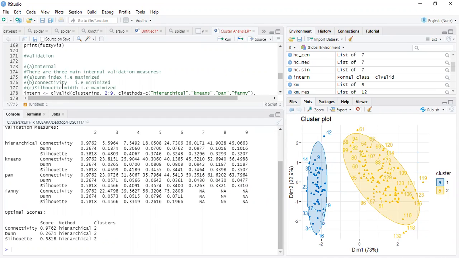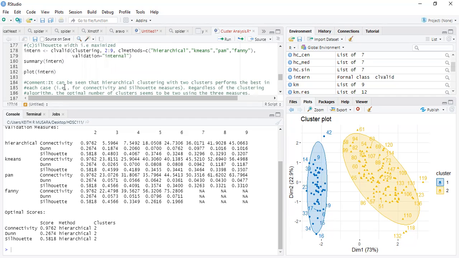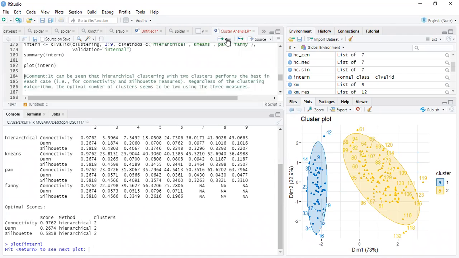So it's not only that method, we have got other methods for validation. So there is a plot that you can use. Let's look at the plots. You know, it's good to learn. So now I think there are three plots, one for Dunn, one for silhouette, one for connectivity.